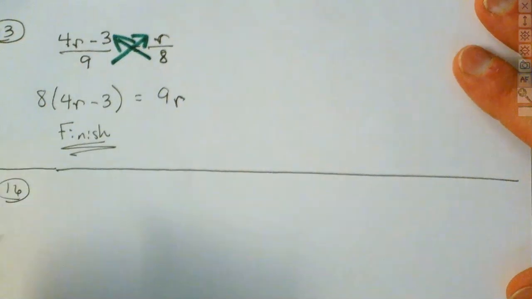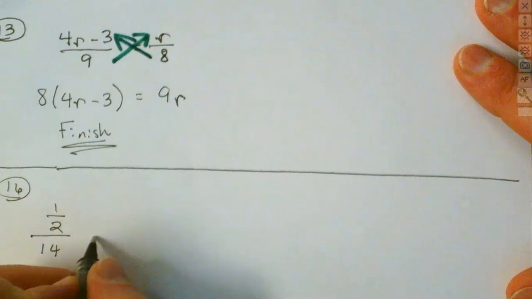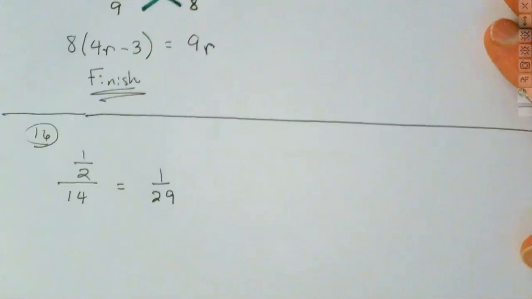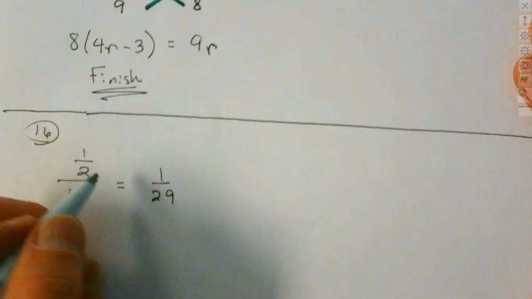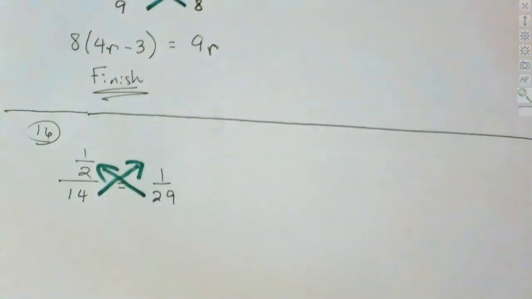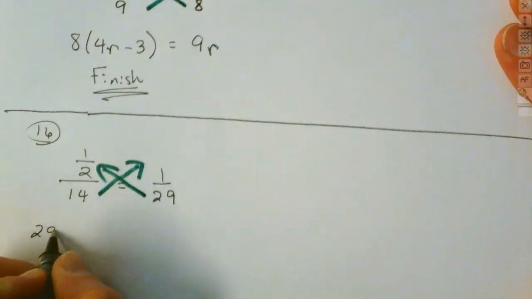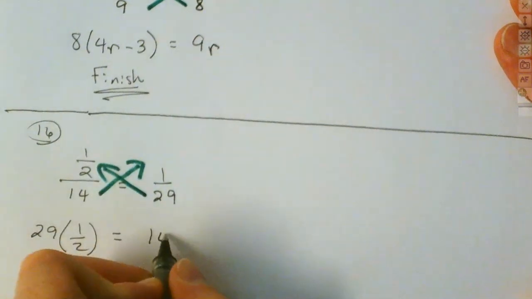Okay, question 16, we've got 1/2 over 14 equals 1 over 29. Now, we want to see if these are the same or not. We don't have to break them all the way down. All we need to do is see if they are the same. So I'm going to cross multiply. And what does that give me when I cross multiply? Well, that's 29 times 1/2 here should equal 14 times 1.